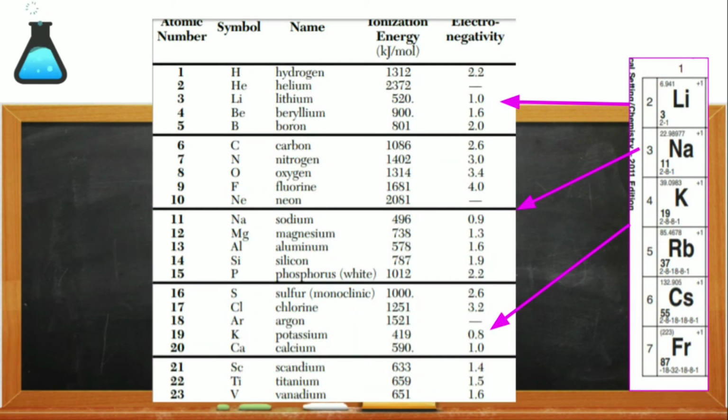We also must know the trend for electronegativity as we go down the group. Again, the atomic numbers down a group are not serial, but instead we'll have to look them up. But when we look up electronegativity for these elements in group number 1, you can see as we go down the group, electronegativity is decreasing.